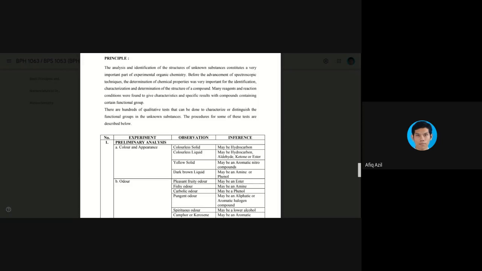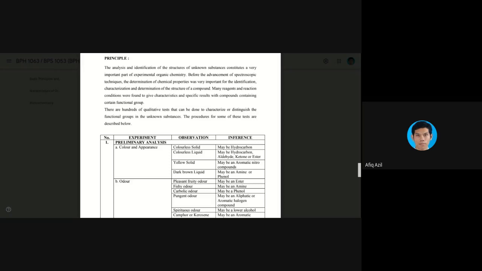But with current technologies, in a real lab, they won't actually do this kind of test if they have the instrument. For example, we can determine the functional group straight away by using the IR spectrophotometer, the infrared spectrophotometer. Using that, we can determine whether it contains alcohol or any carbonyl group whatsoever.